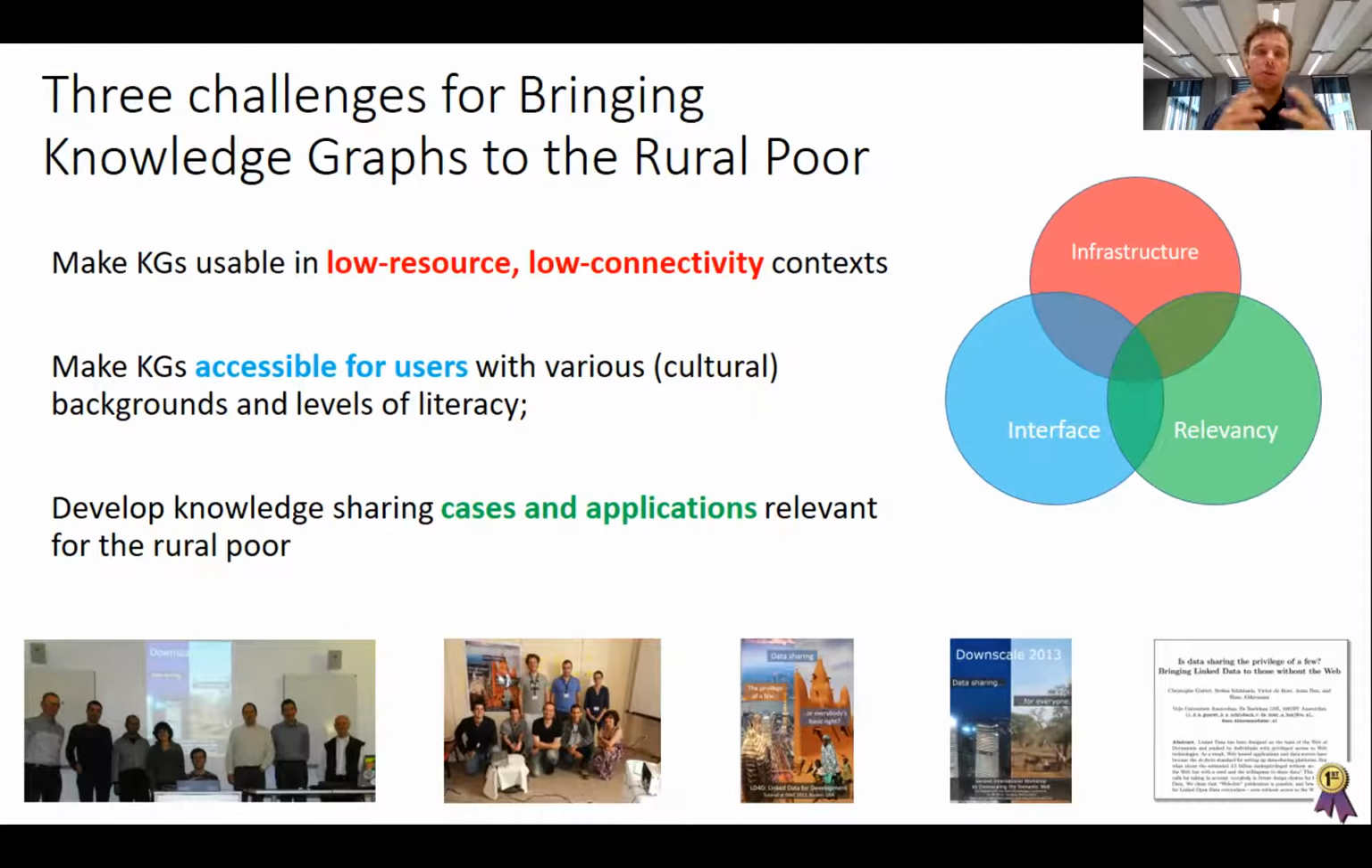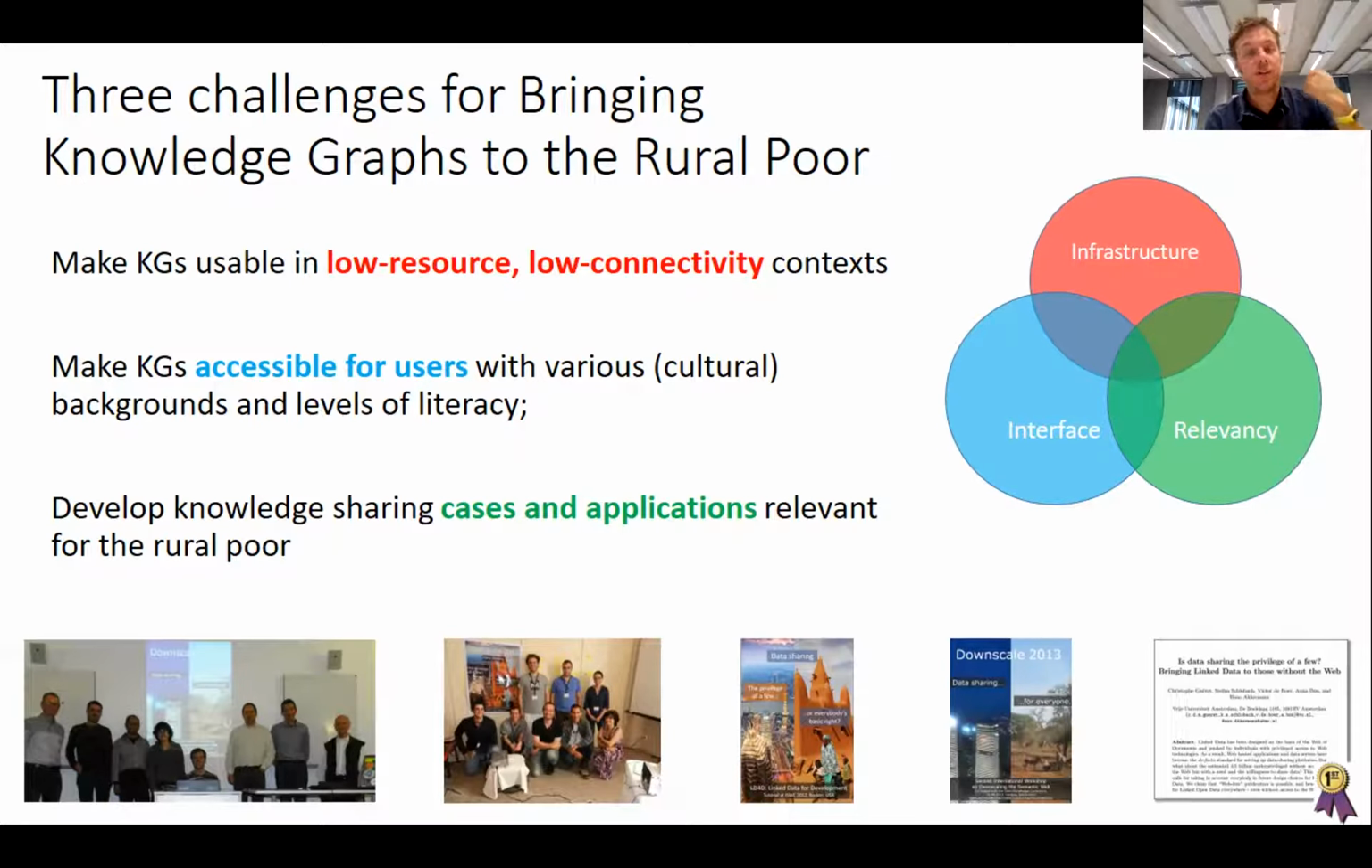And we've been doing this over the course of a number of courses, workshops, conferences, papers, etc. And we've come to these 3 challenges. So one is that we need to make knowledge graphs usable in low resource and low connectivity contexts. So that means making sure that they are also usable on appropriate infrastructure. That might include mobile phones or low power hardware that can be powered by the solar panels that we've seen. So that's infrastructure. So then there's a challenge about interfacing.